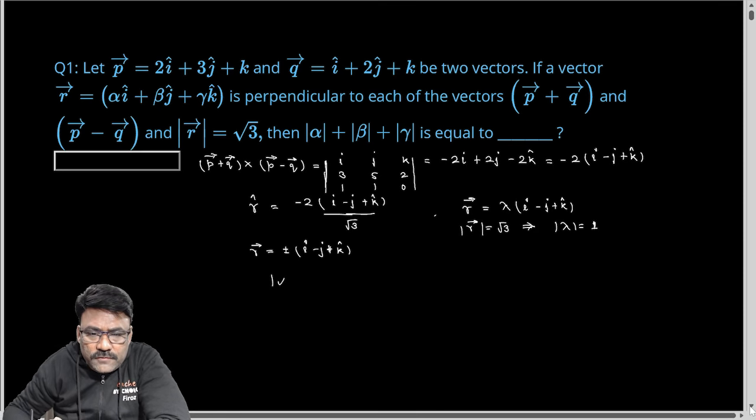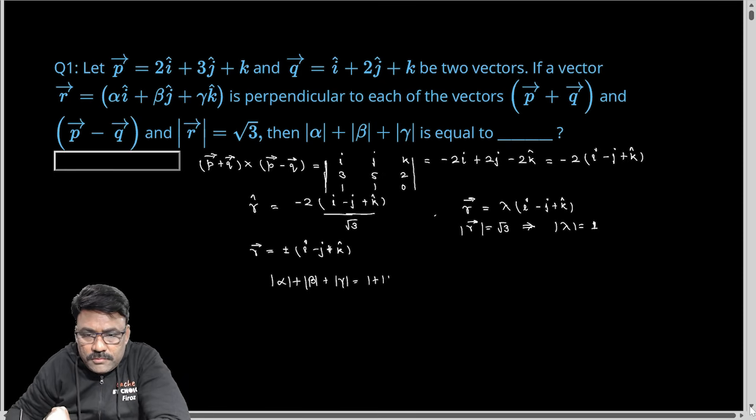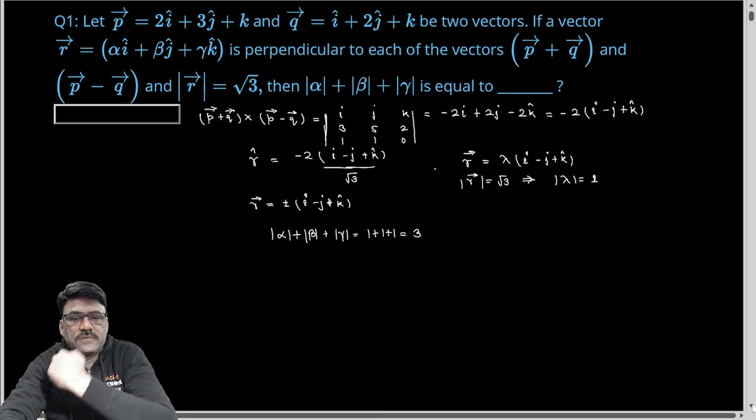So hence mod alpha plus mod beta plus mod gamma. Alpha is the coefficient of i, beta is the coefficient of j, gamma is the coefficient of k. So it is 1 plus 1 plus 1, means it is 3 only. 3 is the correct answer here, right?